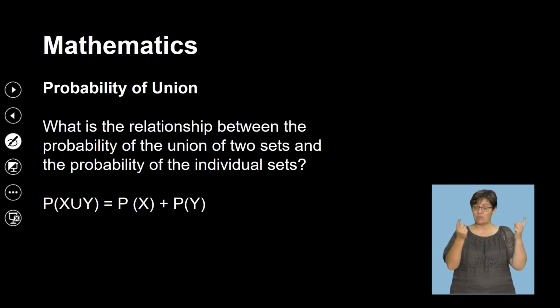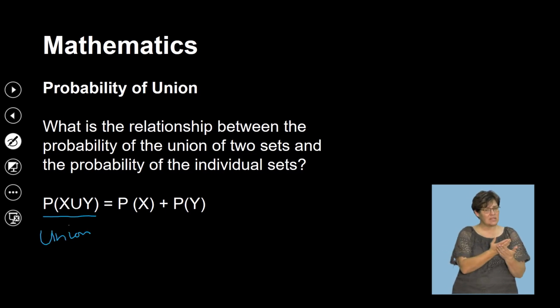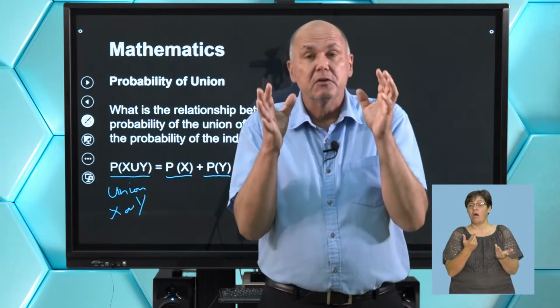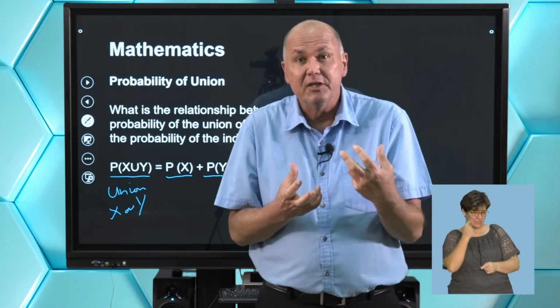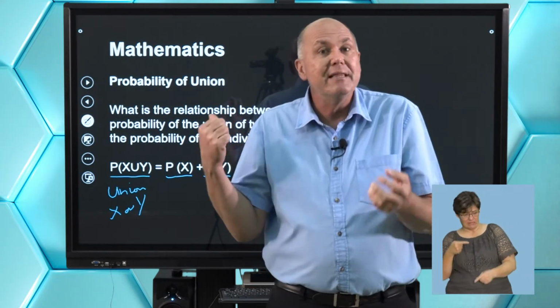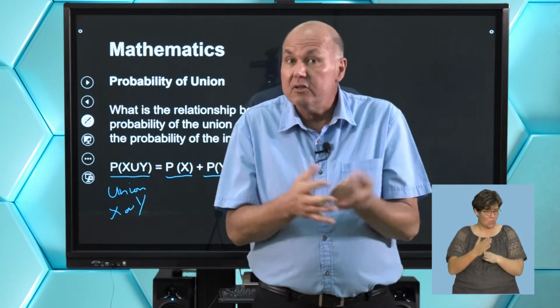The general statement is that if we've got a union, which is saying what's the probability of X or Y taking place, then we can take the probability of X plus the probability of Y. But guys, that only works for this example that we've done. We need to make sure and ask the question, will it work all the time? Are there some situations when this rule or identity doesn't hold true?